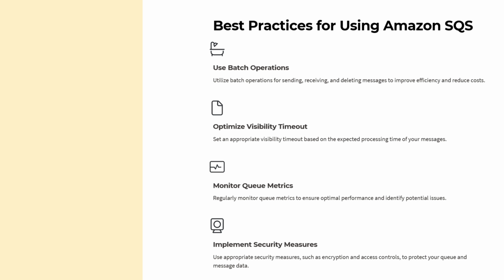Best practices for using Amazon SQS. Utilize batch operations for sending, receiving, and deleting messages to improve efficiency and reduce cost. Set an appropriate visibility timeout based on the expected processing time of your messages. Regularly monitor the queue metrics to ensure optimal performance and identify potential issues. Use appropriate security measures such as encryption and access controls to protect your queue and message data.